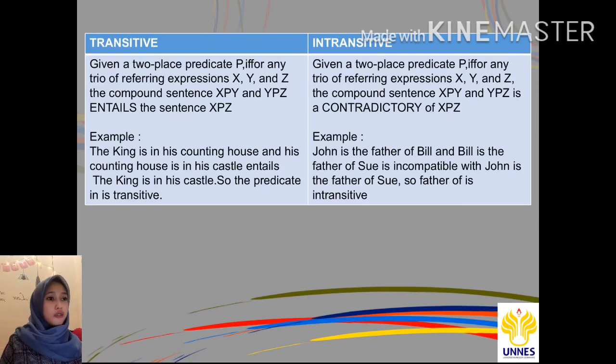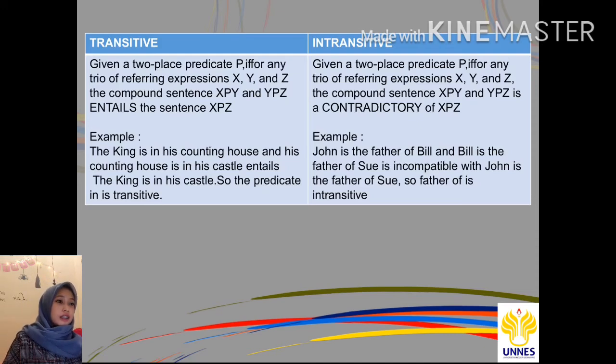Transitive gives a two-place predicate. For example, P, for any three referring expressions X, Y, and Z, the combined sentences X P Y and Y P Z entail the sentence X P Z. So example, the king is in his counting house and his counting house is in his castle entails the king is in his castle, so the predicate is transitive.